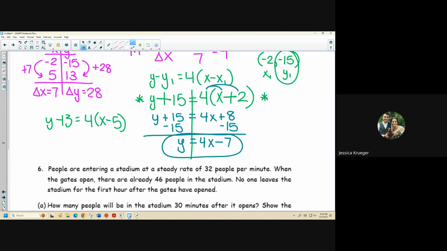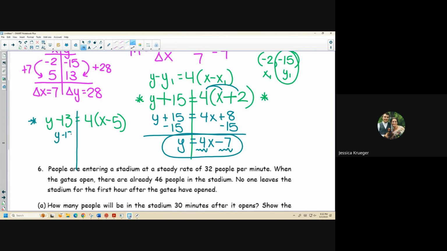Okay, so there it is in y equals mx plus b form. My y-intercept is -7. My slope is 4. It increases by 4 each time. Let's say you use the other point and got this equation. Let's see what happens when we get y alone here.